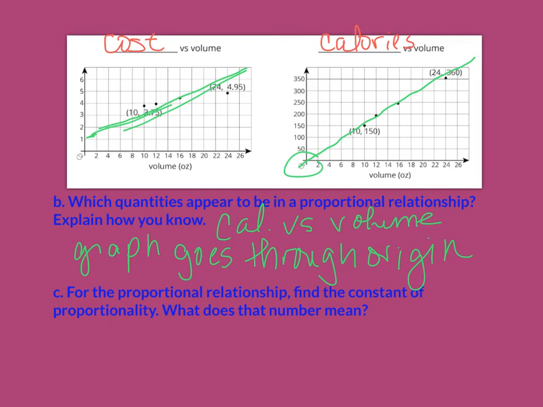Then for the proportional relationship, which in this case we know is calories right here, find the constant of proportionality, and what does that number mean? So we would go to the 1, and we see it would hit somewhere in here, but that's hard to tell. So we use the point that's actually given, in this case 10 to 150. So of course I would divide 150 by 10. I can cancel out those zeros. That gives me 15. So therefore the constant of proportionality is 15.